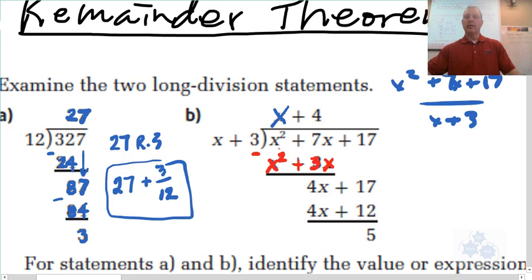So x squared minus x squared is 0x squared. That's why it doesn't show up there. 0x squared we do not have to bother to write. 7 minus 3x is 4x. So that's why we write a 4x right there.